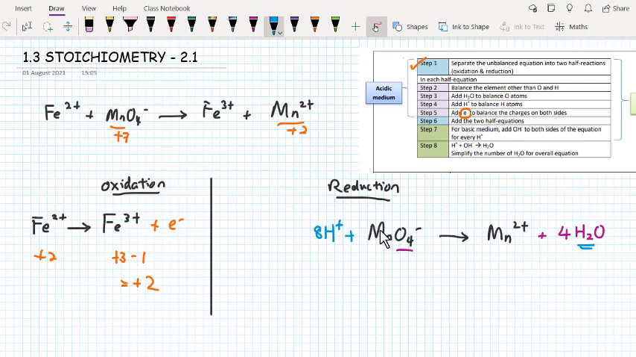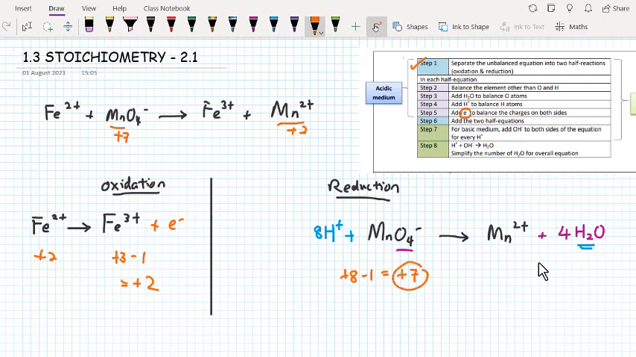So step 2, Mn are balanced. Step 3, oxygens are balanced. Step 4, hydrogens are balanced. So we need to do our step 5. Let's look a little bit at the overall charge on the left and also on the right. Looking at the charge, positive 8, and -1, so the overall charge on our left hand side is positive 7.